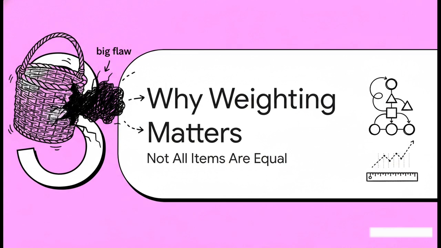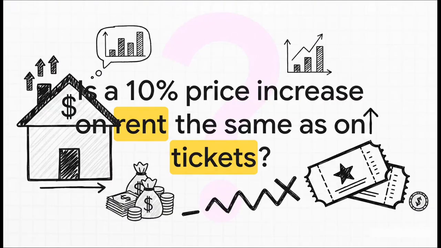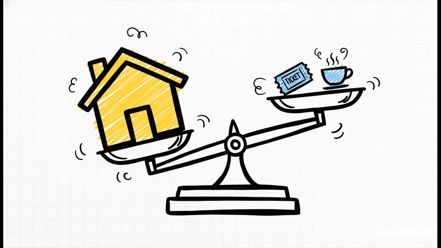And to understand it, we have to realize a fundamental truth. Not all the stuff we buy is equally important. This is where things start to get really clever. Think about it this way. Is a 10% price hike on your monthly rent the same as a 10% hike on a movie ticket? No way. A jump in your rent hits your budget way harder than a small increase on something you might buy once in a while. But that simple method we just talked about treats them both as if they're equally important, and that's just not how life works. So how do we fix this?